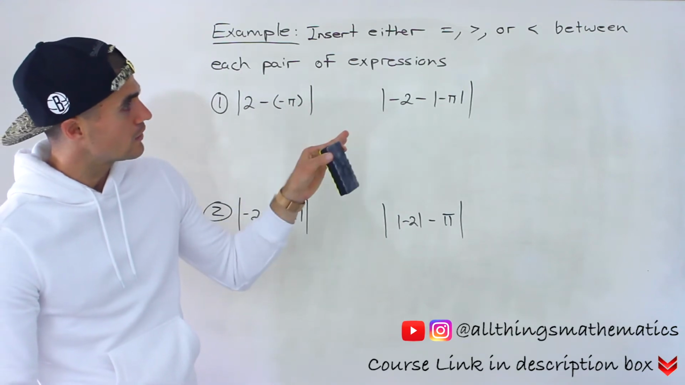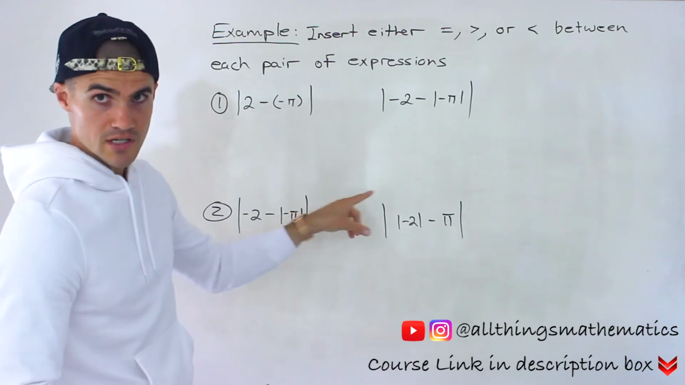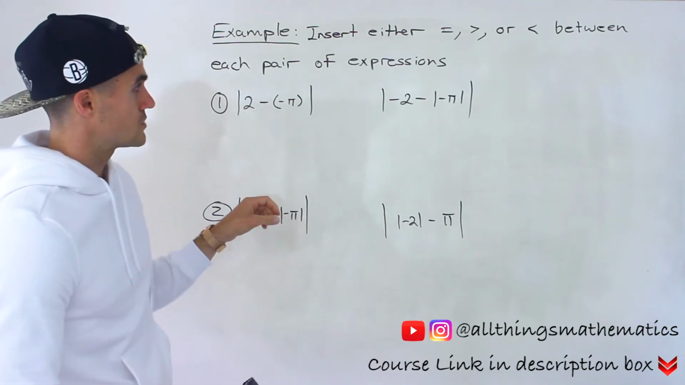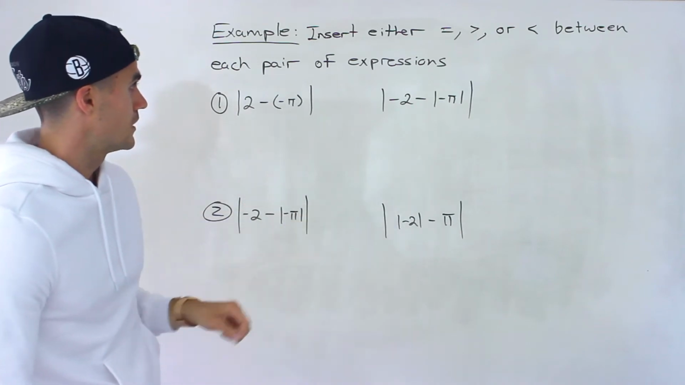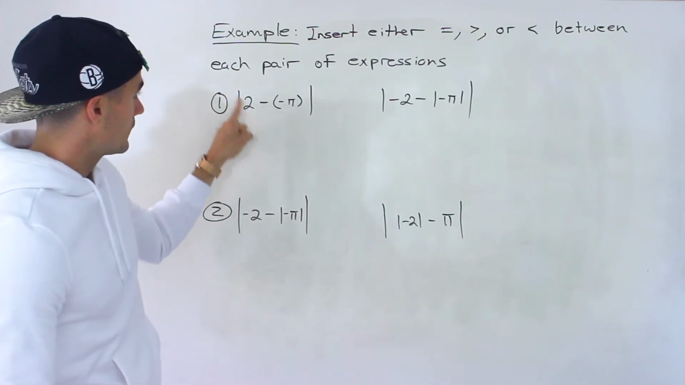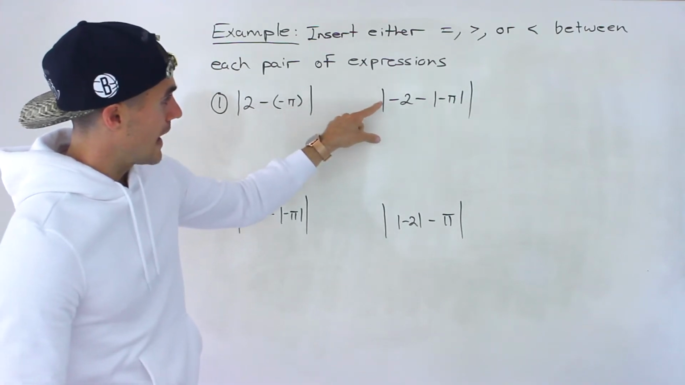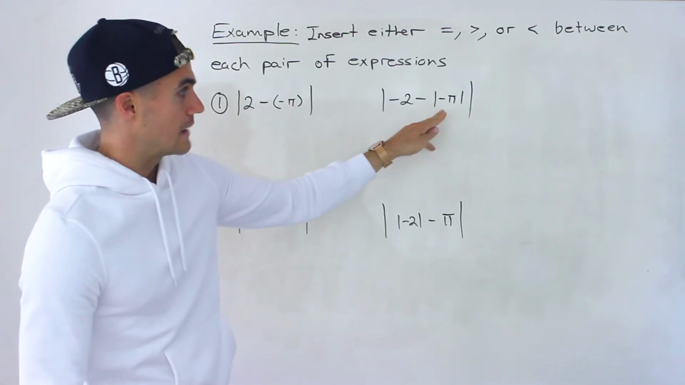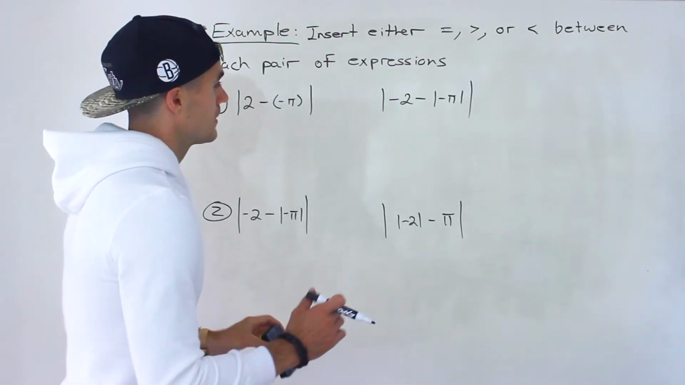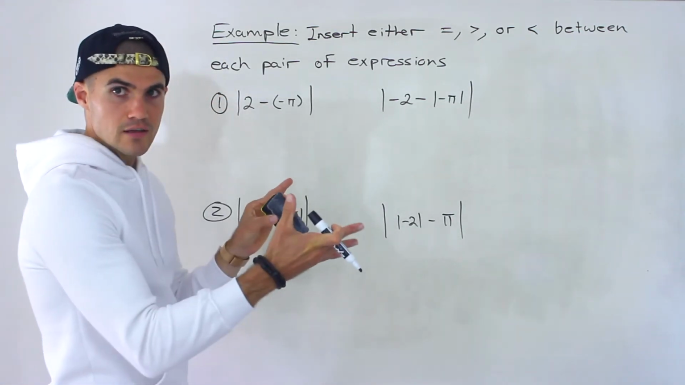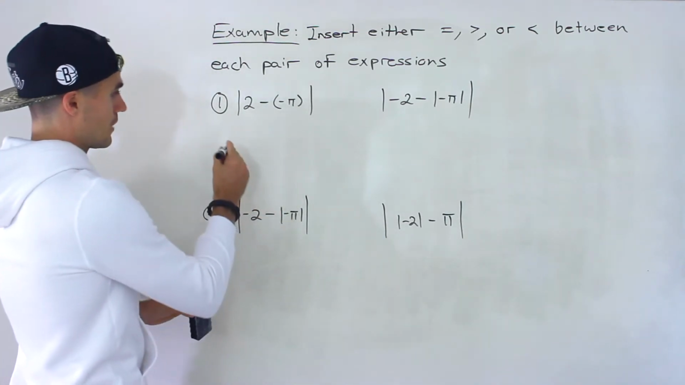Moving on to the next video, we have to insert either an equal sign, a greater than sign, or less than sign between each pair of these expressions in order to make the equality or inequality hold true. So starting with number one, we got the absolute value of 2 minus negative pi, and then over here we have the absolute value of negative 2 minus the absolute value of negative pi. What you want to do is first try to simplify these and then see how they're going to relate on a number line. That's personally how I do it.